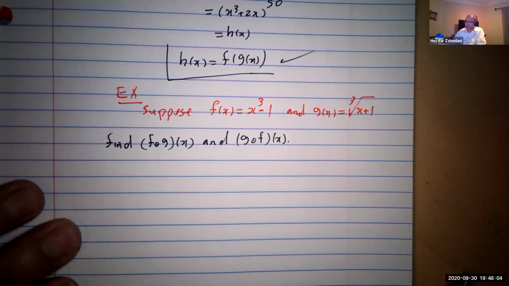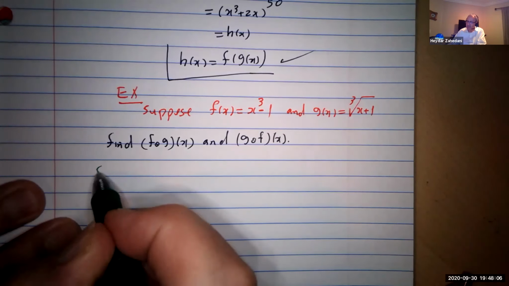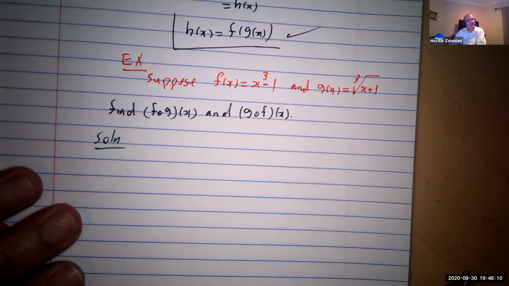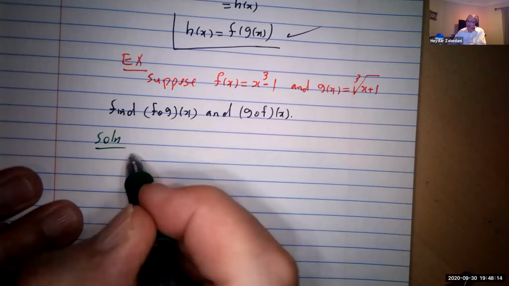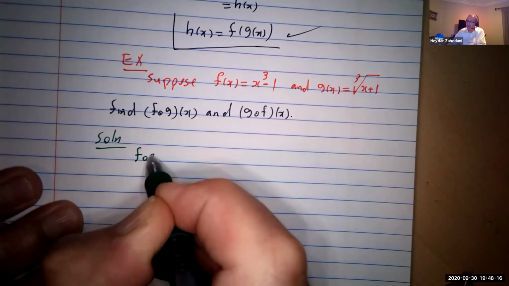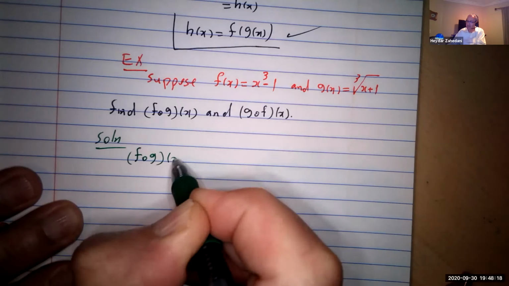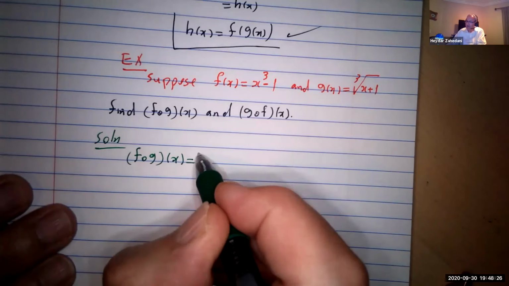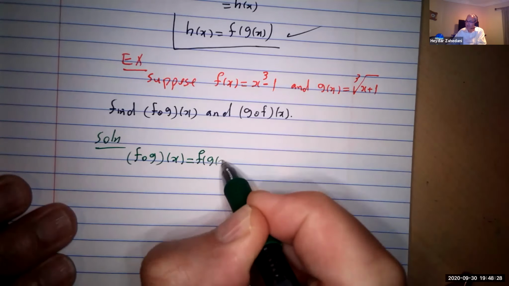What is special about this one? What is the surprise? Just get the definition, substitute, and you get your result. Okay, I'll go with f of g of x first. The definition: g is the inside function, f is the outside. f of g of x.